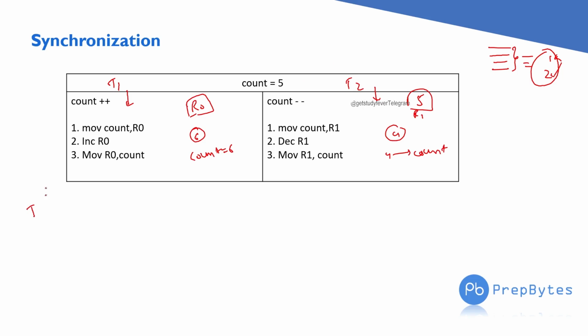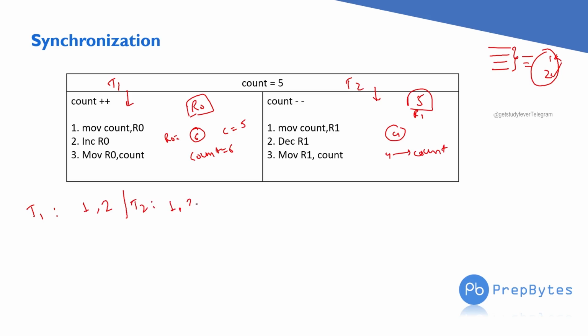There are 3 steps, correct? Suppose T1 is the one that first accesses the count variable. The first step is complete and the second step is complete. So after 2 steps, R0 will be 6, and the count will still be 5. And then T1 got preempted, it got stopped. Now the scheduler schedules T2.